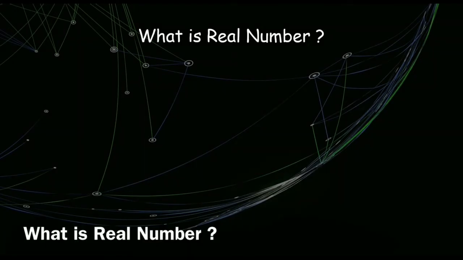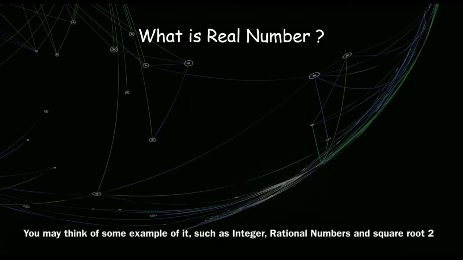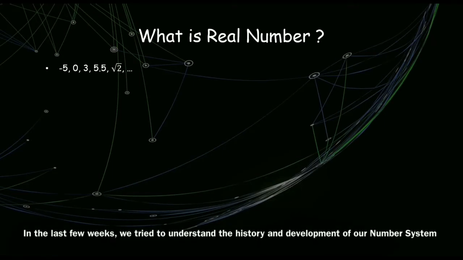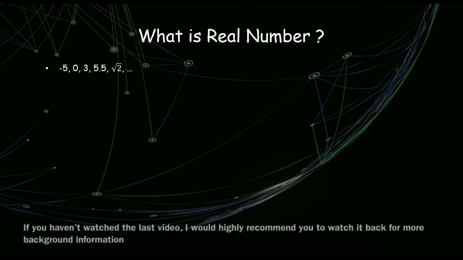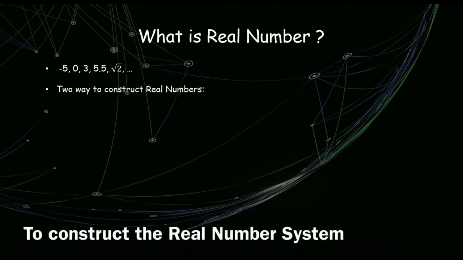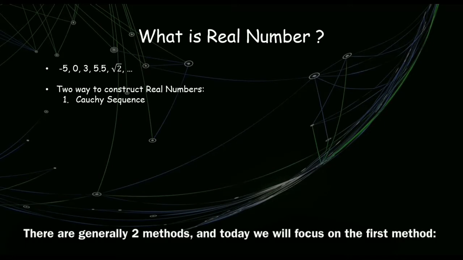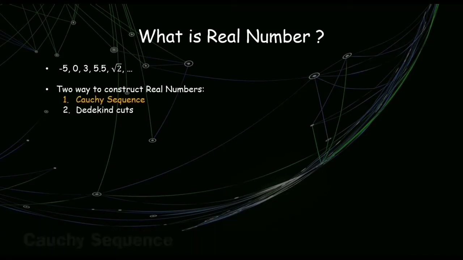What is a real number? You may think of some examples of it, such as integers, rational numbers, and square root 2. In the last few weeks, we tried to understand the history and development of our number system. If you haven't watched the last video, I would highly recommend you to watch it for more background information. To construct the real number system, there are generally two methods, and today we will focus on the first method, Cauchy sequence.